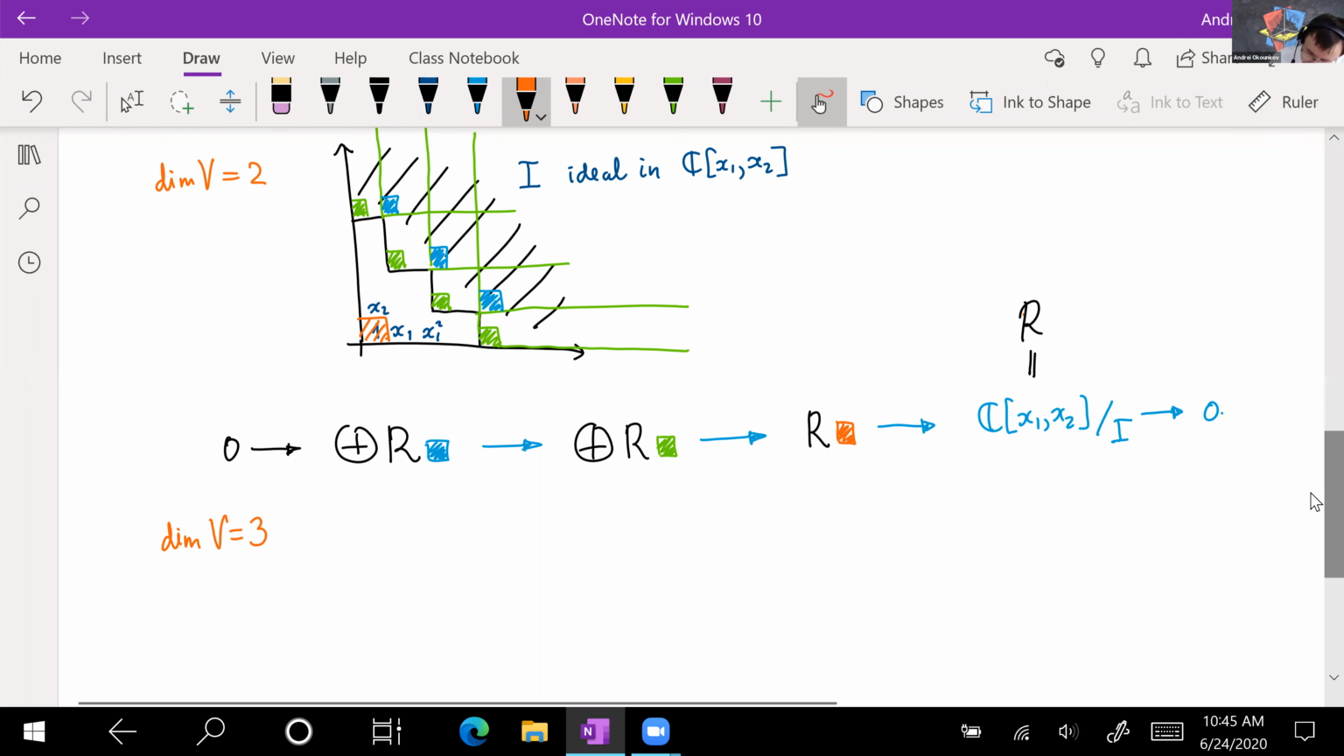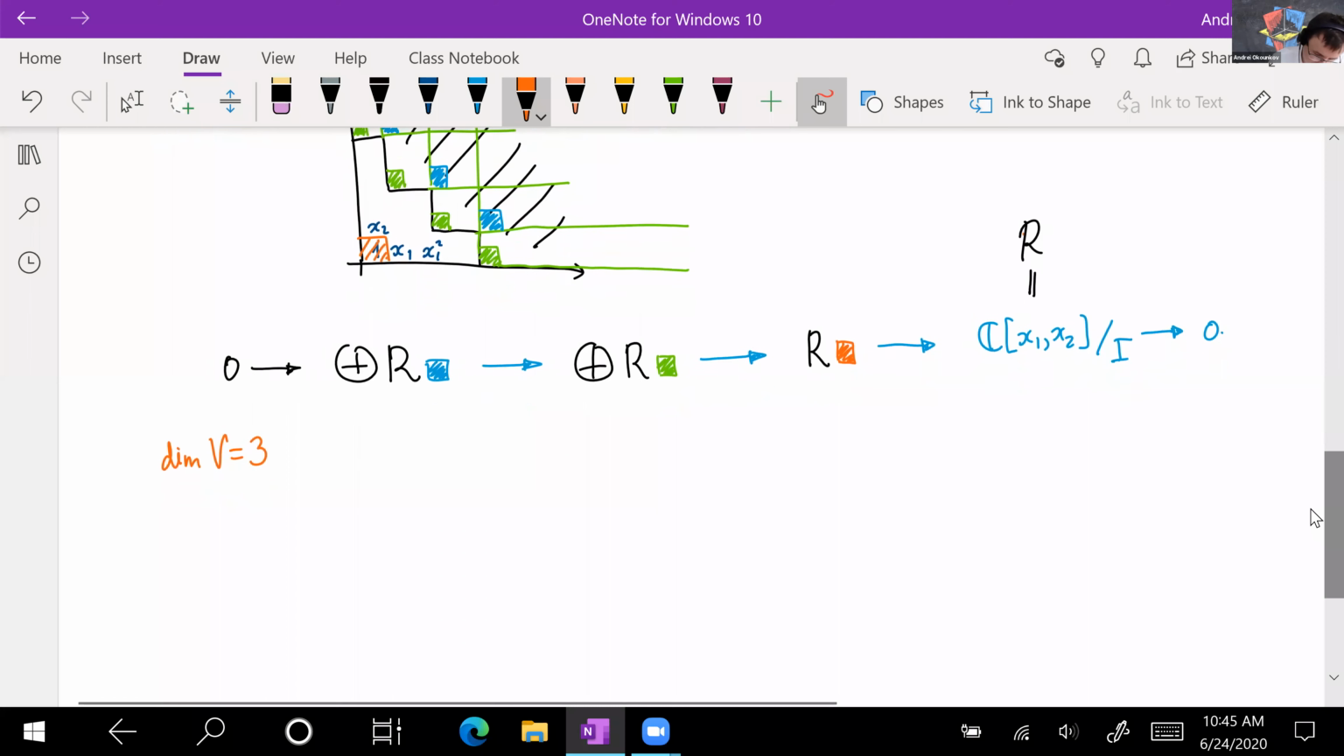And so what's the actual ideal we need to resolve? The actual module we need to resolve is the structure sheaf of the origin. And what is the structure sheaf of the origin? It's my whole ring modulo the maximal ideal, the maximal ideal generated by x1, x2, x3.